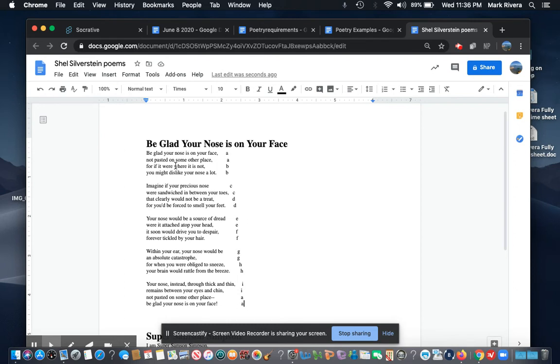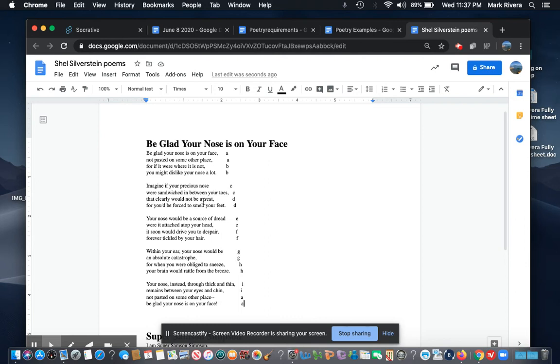All right, so let's read that first stanza. Be glad your nose is on your face, not pasted on some other place, for if it were in a word not, you might dislike your nose a lot. Right, so this first poem is basically saying be happy that your nose is not located somewhere else. Imagine if your precious nose were sandwiched in between your toes. It clearly would not be a treat for you to be forced to smell your feet.